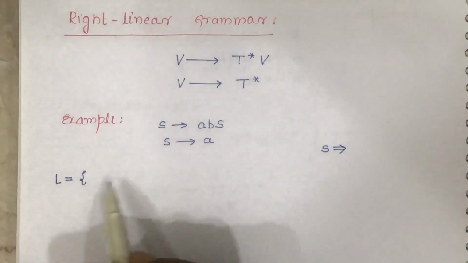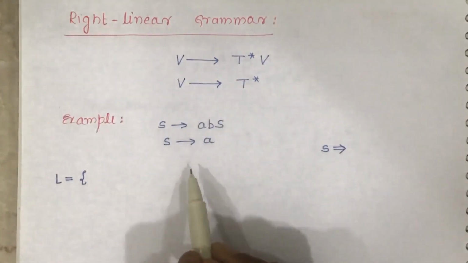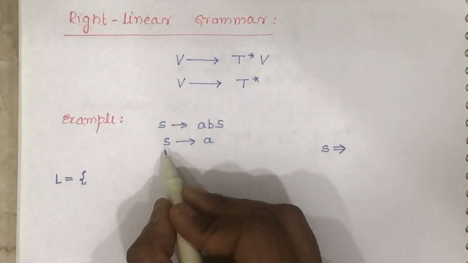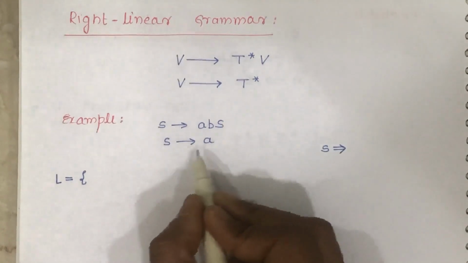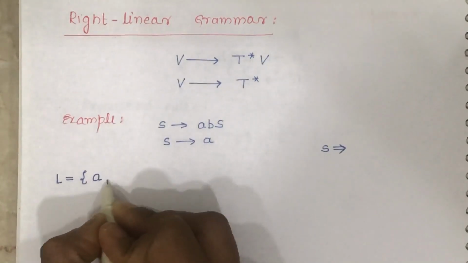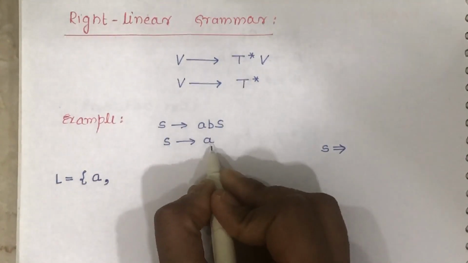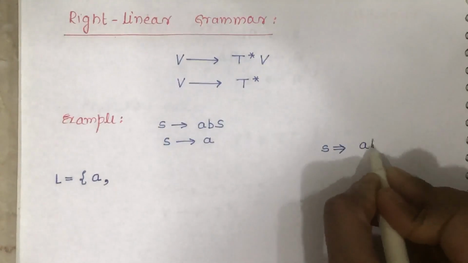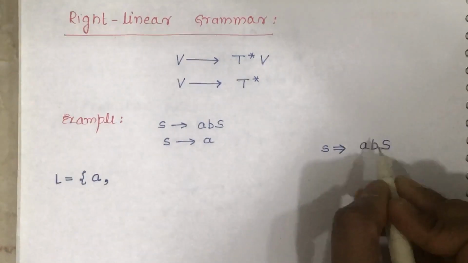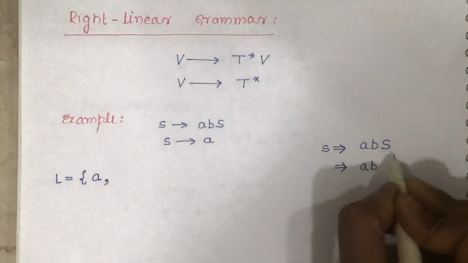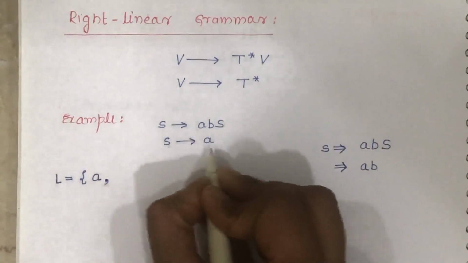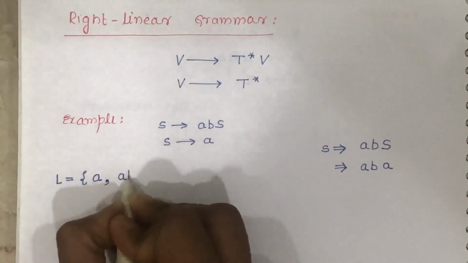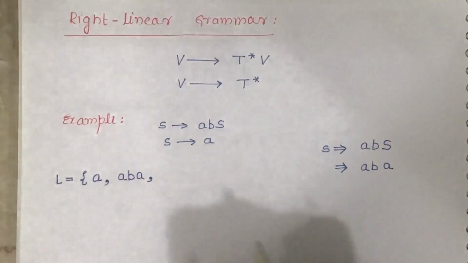Now we will try to obtain the language generated by this grammar. So we will obtain the derivable strings from the start symbol of the grammar. So the start symbol can derive one first string as A. S can derive A. Now next, suppose S derives AB capital S using the first alternate. Now we can substitute this S using its second alternate. So we can get ABA. So the second possible string of the language can be ABA.